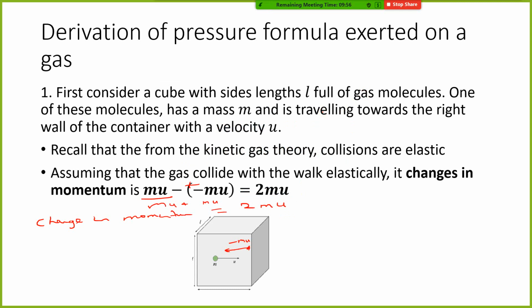So that's the first thing we're starting out with: our change in momentum. The symbol for momentum is p, so we can write delta p is equal to 2mu.